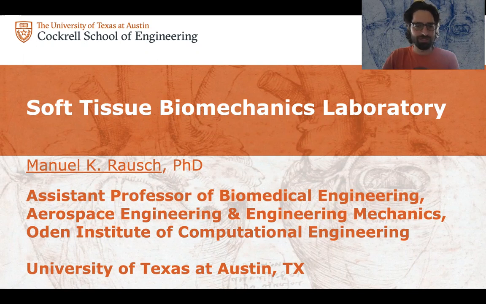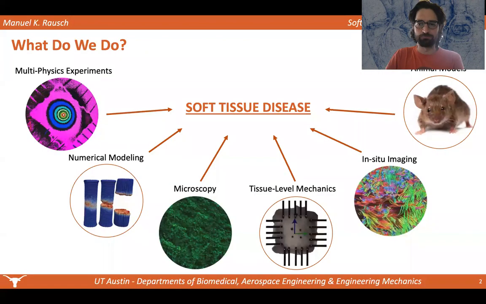I'm Professor Rausch, and I'm an assistant professor in biomedical engineering, aerospace engineering, engineering mechanics, as well as the Oden Institute of Computational Engineering. So what does the Rausch lab do, or the soft tissue biomechanics lab? Our main focus and interest is on studying and understanding soft tissue disease, of course, ultimately with the vision that we could change the lives of many patients that suffer from these diseases.